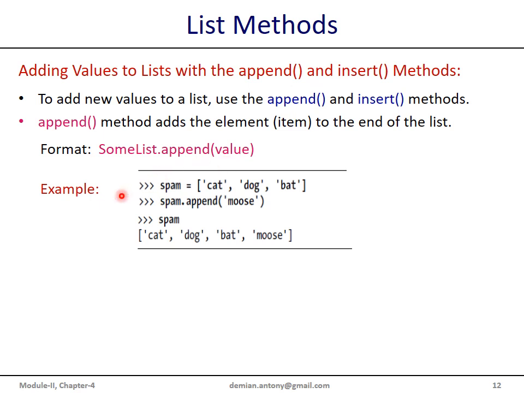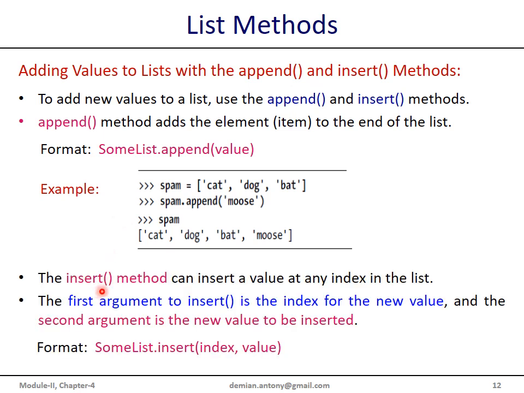This is the example. We have a list spam and we want to add one more item by using the method append, and now this spam is augmented with one more item and the length of spam now becomes 4.